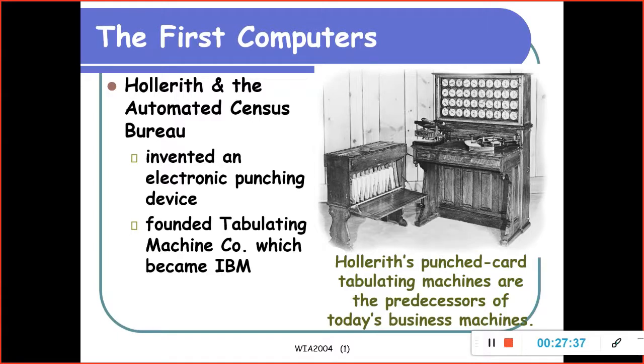Hollerith and the Automated Census Bureau of America invented an electronic punching device, founded as the Tabulating Machine Company, which became IBM. Most of the computer standards we use, for example your keyboard, use the IBM standard. So Hollerith's punch card tabulating machines are the predecessor of today's business machines. This was the first ready-to-use commercial one, though not really commercial, mostly used in government offices or big companies that wanted to solve certain problems. They used the electronic punching device: use a card, make holes in it like a punch card, and then you process the jobs.